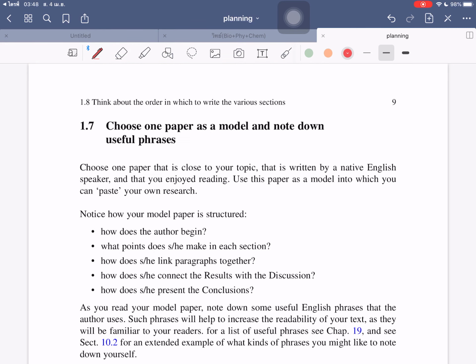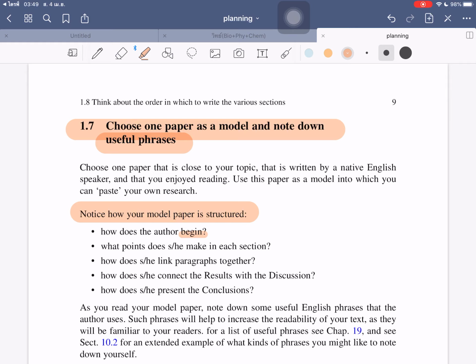1.7 is talking about choosing one paper as the model. It means that when you decide to write a paper, you need to pick one paper to look at and use as your role model. What you look at is how your model paper is structured. You look at how the author begins, the beginning of the paper, how the paper begins.